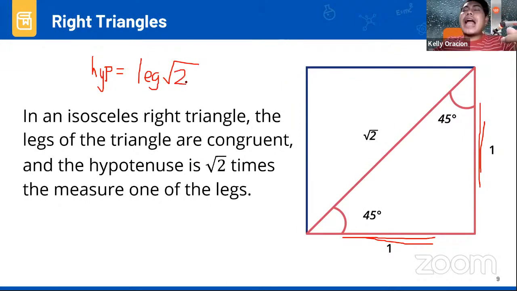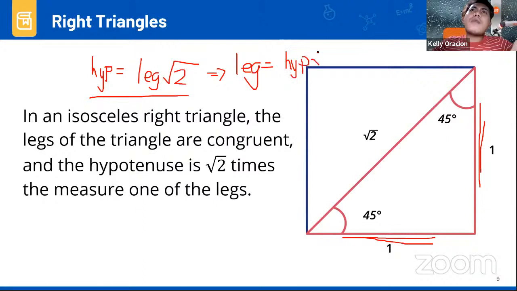In other references or books, they don't use leg, they use S or the side. But they're just the same. As long as you know the concept, you won't have a hard time understanding it. The formula is hypotenuse equals leg square root of 2. This is the formula in getting the hypotenuse. And for the leg, let me derive the formula for you. I think the formula is hypotenuse square root of 2 over 2.